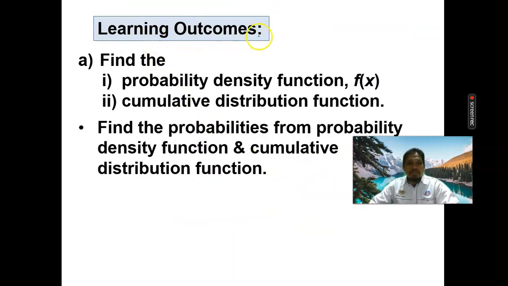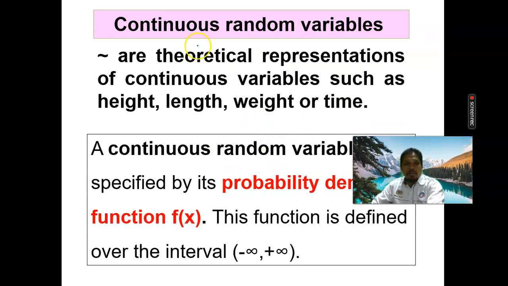The learning outcome or objective of this lecture is that the student should be able to find the probability density function and cumulative distribution function, and find probabilities from the probability density function and cumulative distribution function. Continuous random variables are theoretical representations of continuous variables such as height, length, weight, or time. A continuous random variable x is specified by its probability density function, which is defined on the interval from negative to positive infinity.